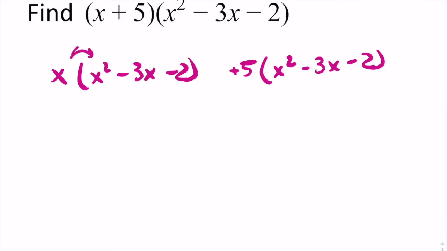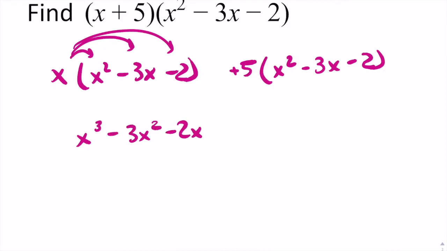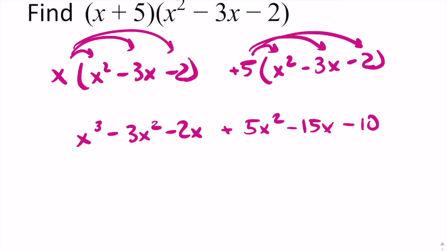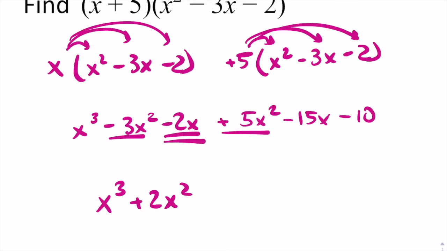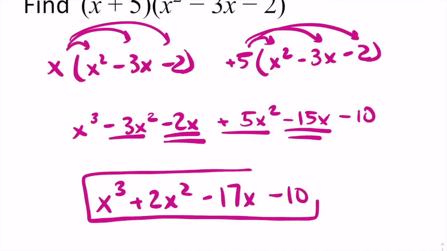So if I distribute, you have x times x squared, which is x cubed, minus 3x squared minus 2x, plus 5x squared minus 15x minus 10. I'm distributing this side as well. From here, you always have to write it in standard form and combine like terms. x cubed is my highest degree term, then negative 3x squared plus 5x squared is positive 2x squared, then negative 2x and negative 15x is negative 17x, and minus 10 is all by itself. So here is my polynomial simplified.